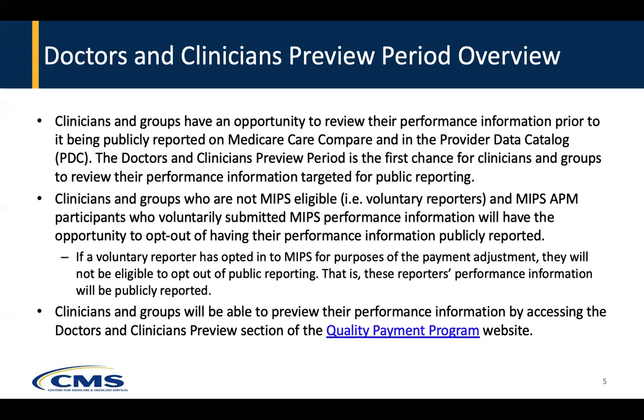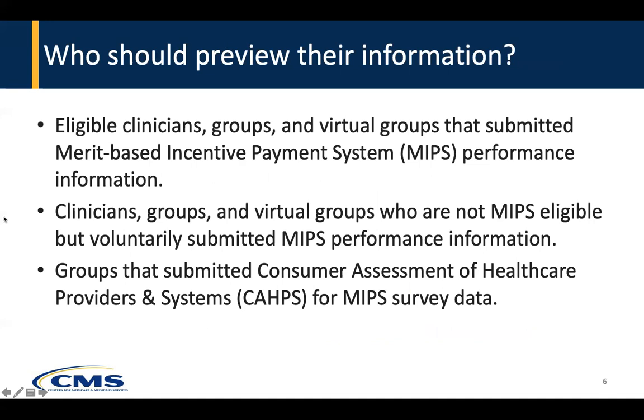Clinicians and groups will be able to preview their performance information by accessing the Doctors and Clinicians preview section of the QPP website. I will go over how to preview your or your group's information later in this presentation. This slide shows the types of clinicians and groups who should preview their performance information on the QPP website. This includes eligible clinicians, groups, and virtual groups that submitted MIPS performance information, clinicians, groups, and virtual groups who are not MIPS eligible but voluntarily submitted MIPS performance information, and groups that submitted Consumer Assessment of Healthcare Providers and Systems, or CAHPS, for MIPS survey data.